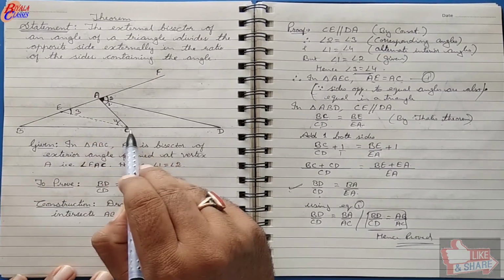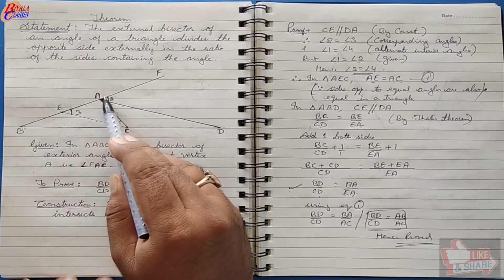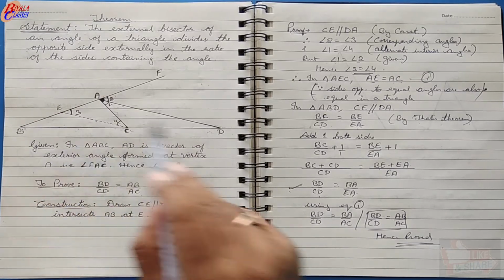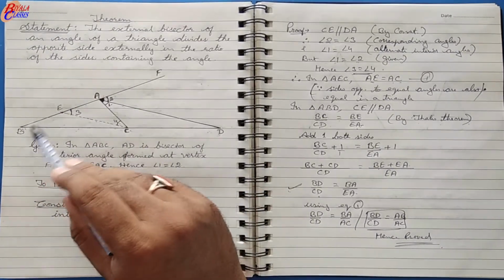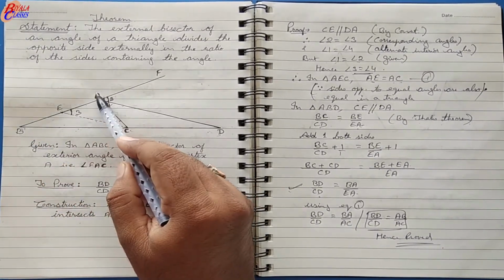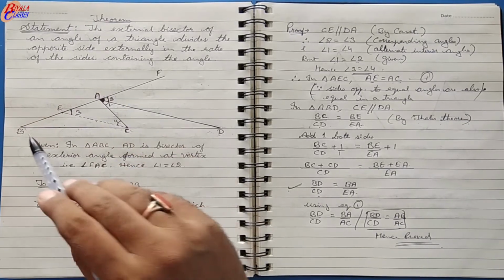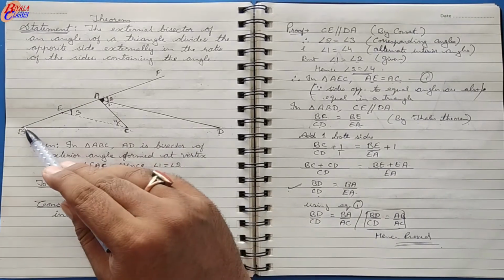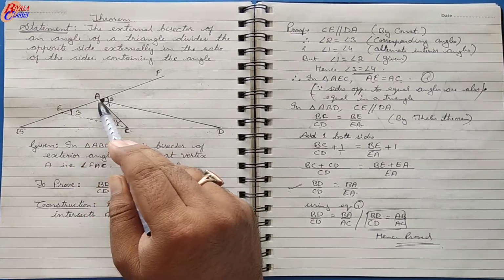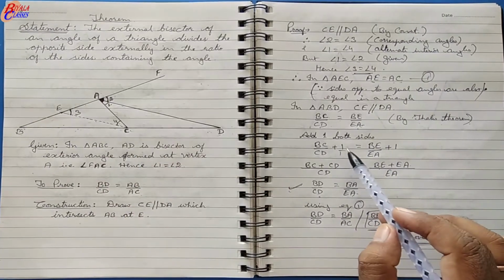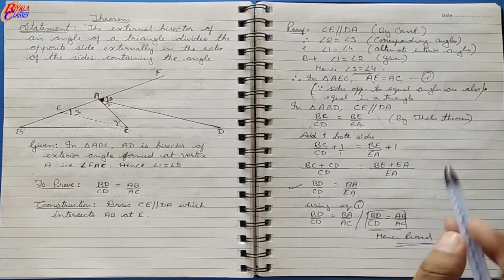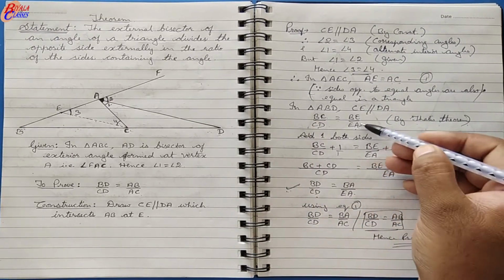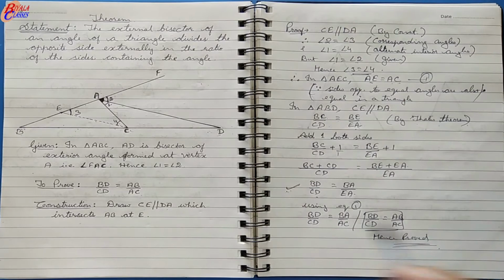One is BC upon CD is equal to BE upon EA. The second result is BC upon BD equals BE upon BA. And the third result says BD upon CD is equal to BA upon EA. These results can be derived by this method. So you can use these results straight away instead of this. That will save you from doing these extra steps.